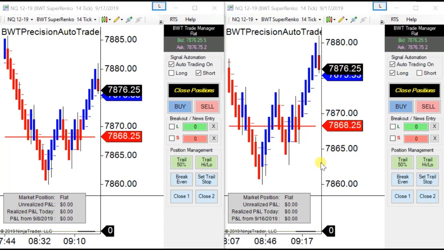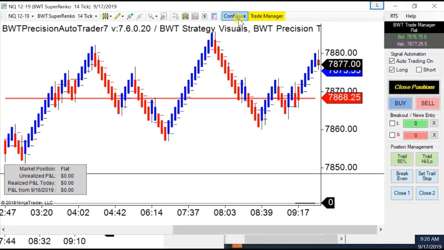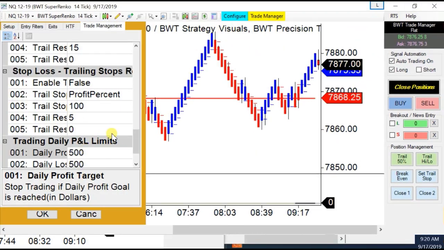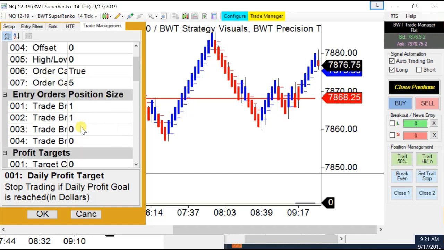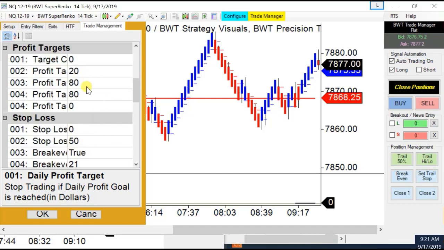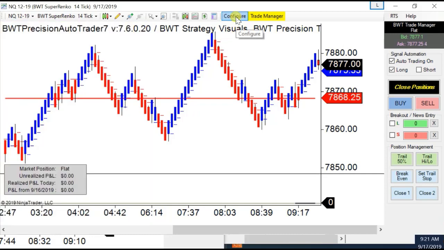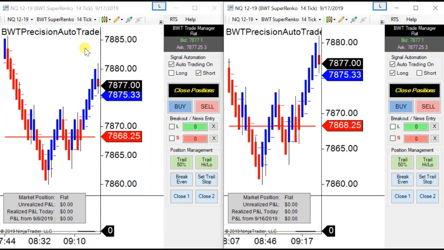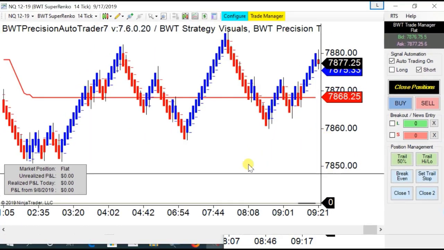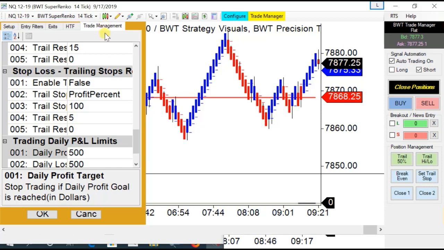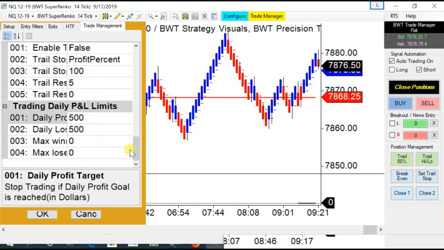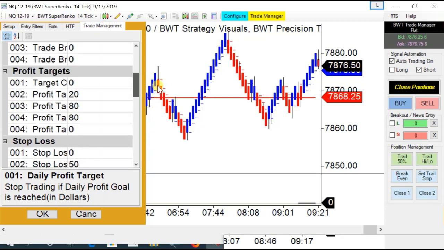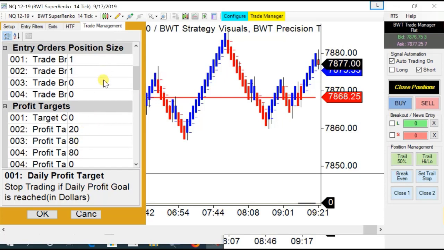So we have two charts, both of them are NASDAQ, and these templates are completely identical. $500 profit and stop loss, two contracts, 20 and 80 tick targets, and here is the other one. Same exact template, same exact time frame, everything is the same. $500 profit target and two contracts, 20 and 80 ticks.